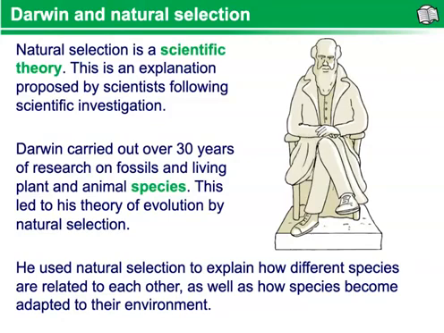Darwin and natural selection. Natural selection is a scientific theory. This is an explanation proposed by scientists following scientific investigation. Darwin spent over 30 years of research on fossils and living plant and animal species, and eventually came to his theory of evolution by natural selection. He used natural selection to explain how different species are related to each other, as well as how species become adapted to their environment.